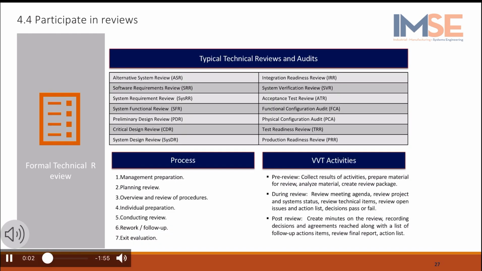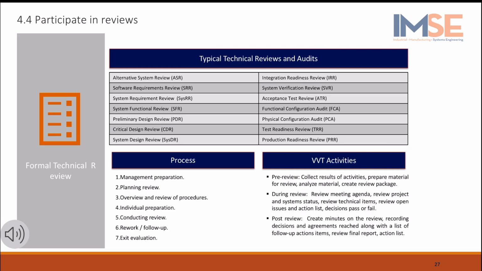Formal technical reviews are used to evaluate the quality of a system at various points throughout its life cycle. The role of this is to bring together the most relevant people to criticize the work done, solve open issues, and decide the action plan that the team requires to follow in order to pass the next formal review. The typical technical reviews and audits are listed in the table shown. We have, for example, system requirement review and the critical design review, just to mention some.